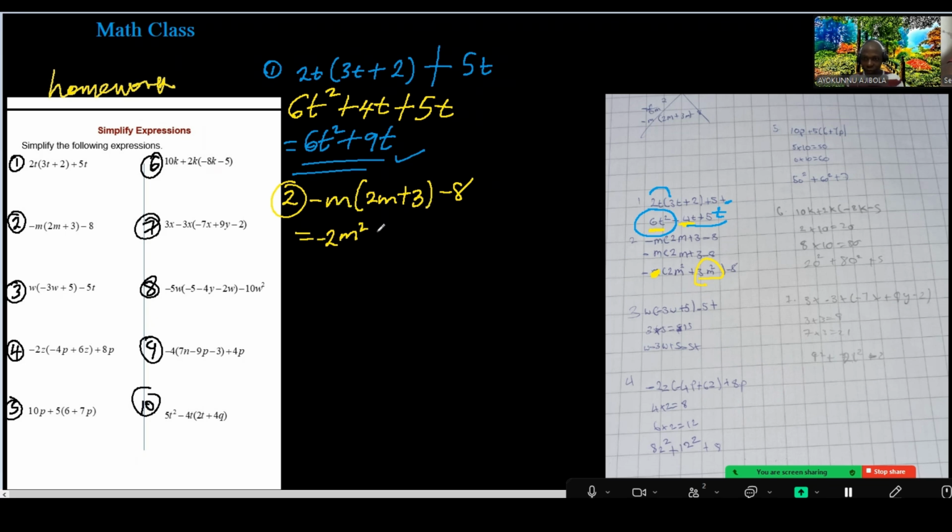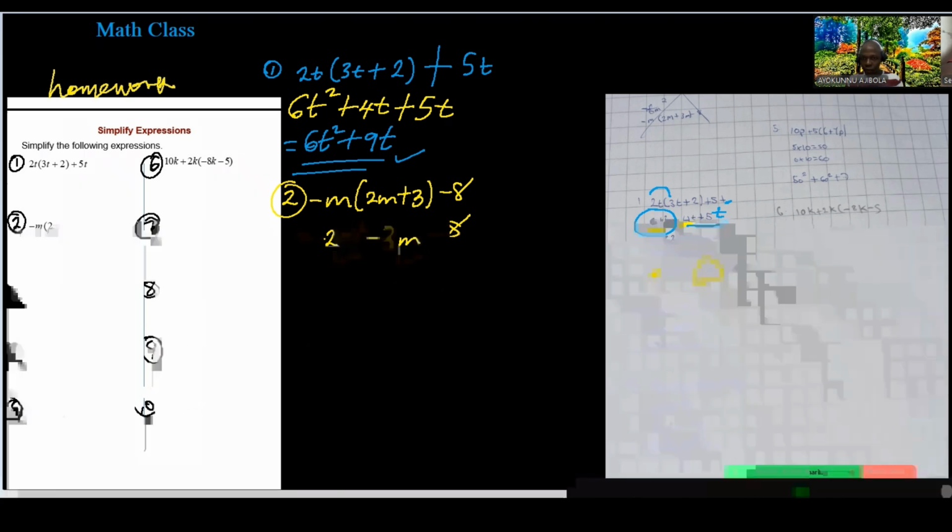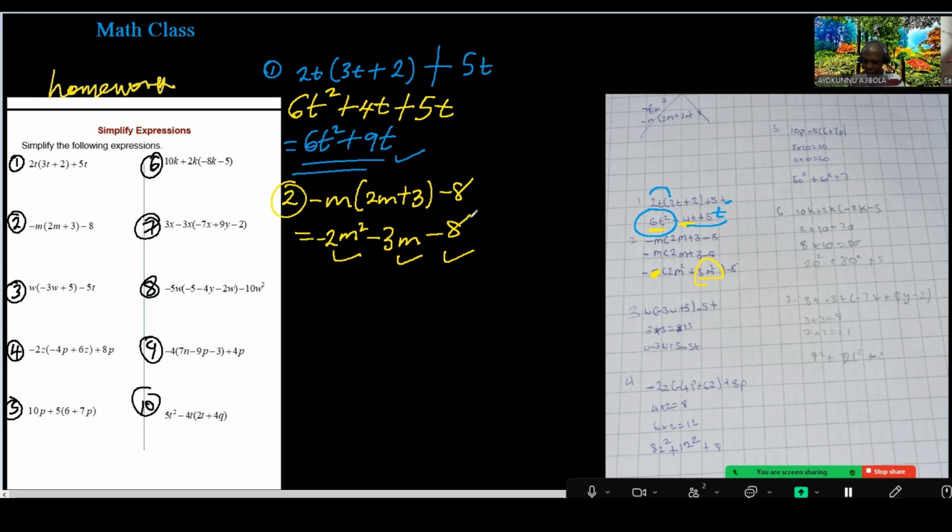So that's going to be negative 3m, because negative times positive is negative here. Then 3 times m is m. Then minus a. So this is your final answer, because this is a square, this is a single m, and this is a number without m. You can't do anything to them. Take note of that.